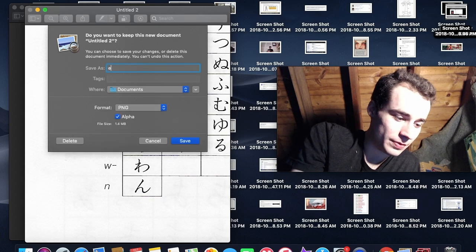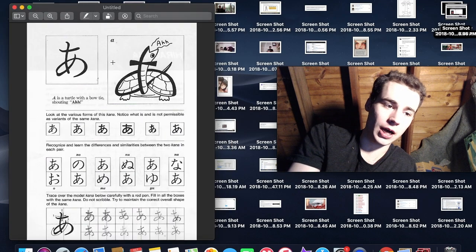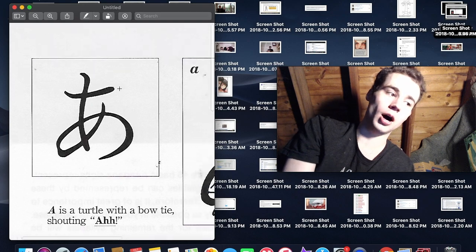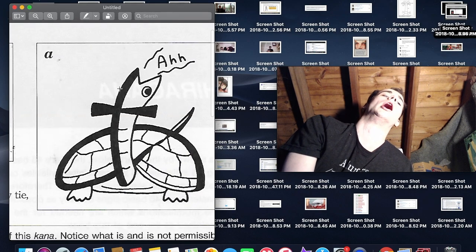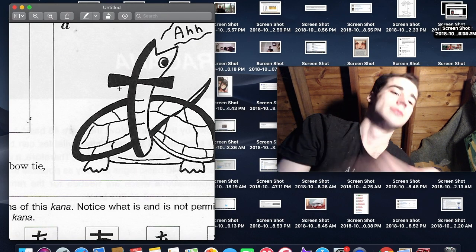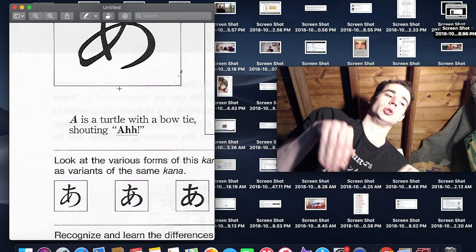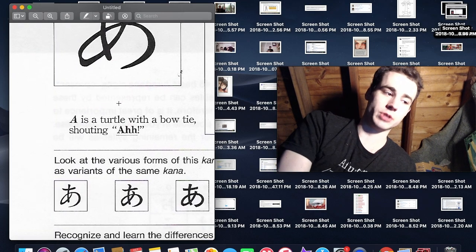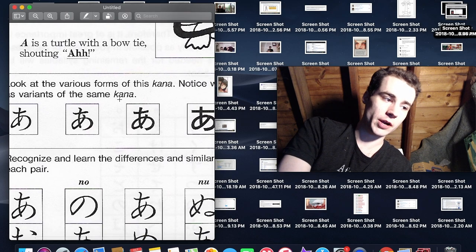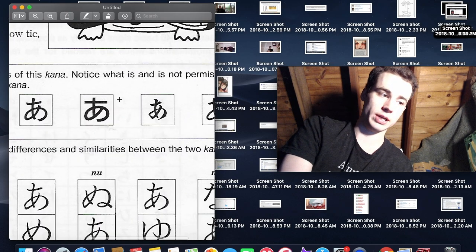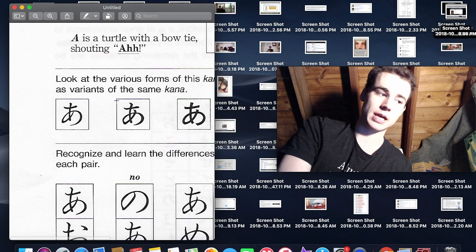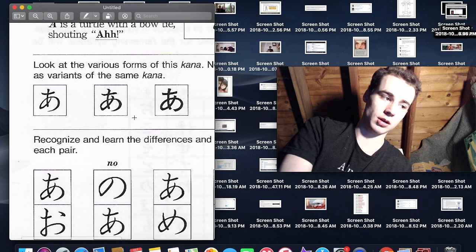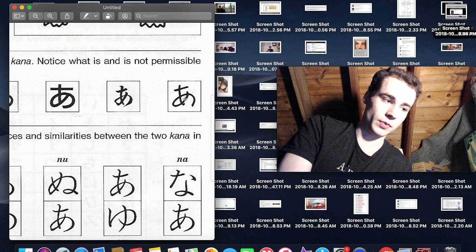Ah, the ah part of the gameplay. Ah is a turtle with a bow tie, shouting ah. Look at the various forms of this kana. Notice what is and is not permissible as variants of the same kana.